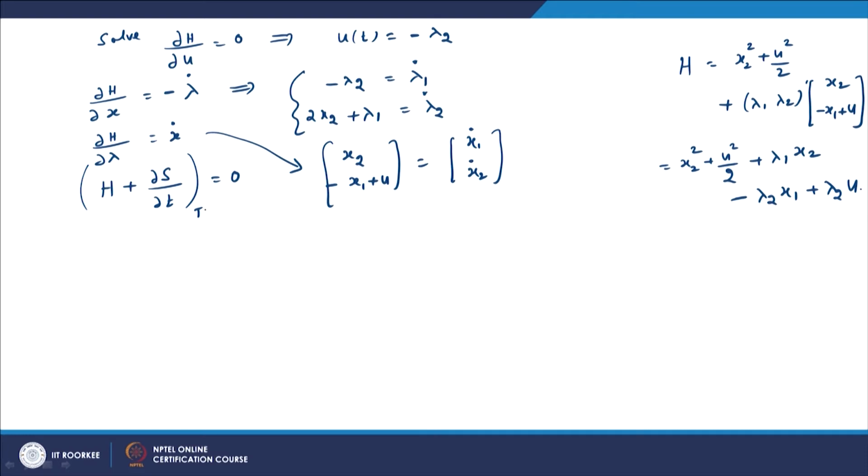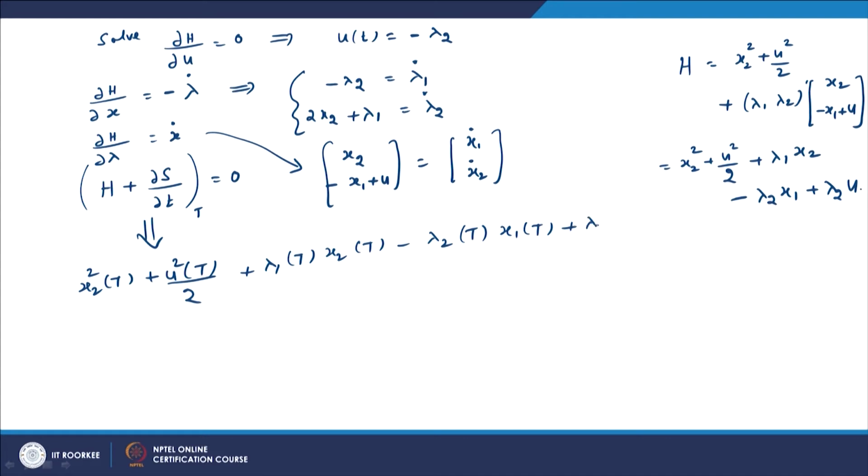Now, h at capital T, if you substitute capital T for all this thing, so this implies x2 square at capital T plus u square at capital T by 2 plus lambda 1 at t x2 at t minus lambda 2 at t and x1 at t plus lambda 2 at t and u at t. So, that is equal to 0.